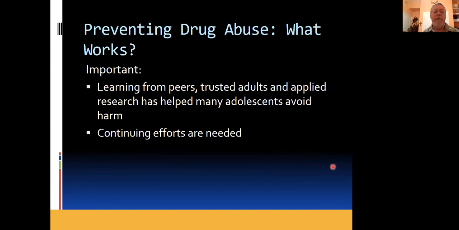So what does seem to work? Adolescents actually learn from their peers. If their peers who have experienced problems due to drug abuse confide in them, they will tend to listen more. Also, they listen when they hear it from trusted adults. That means that yes, we do need to develop close relationships with adolescents in our sphere of influence so that we can talk to them about these things if need be. Also, adolescents can be influenced by scientific research, so educating them about what that research has shown can be effective as well. What we do know is continuing efforts are needed to help adolescents avoid the pitfalls of drug abuse. We have to keep at it. Okay, so there you go.